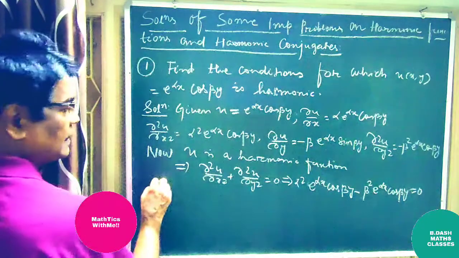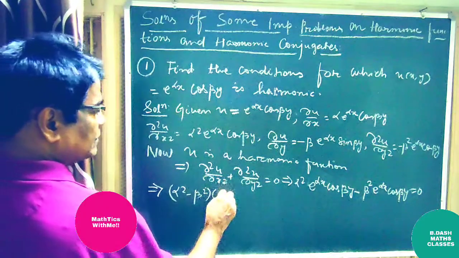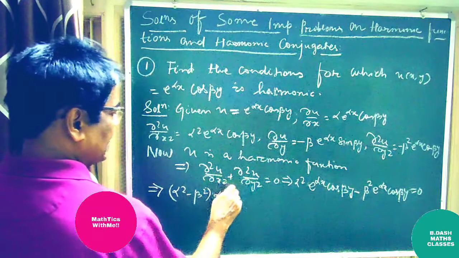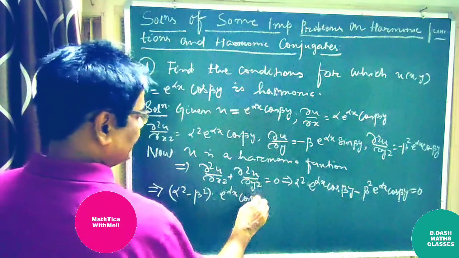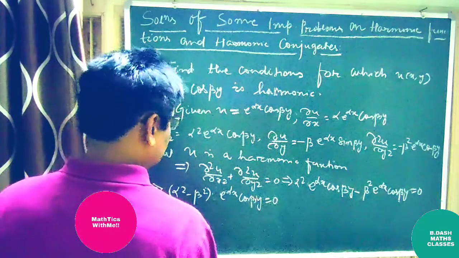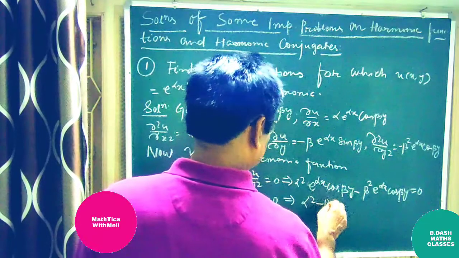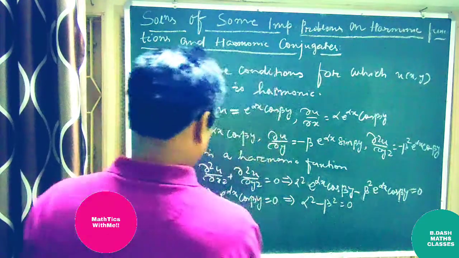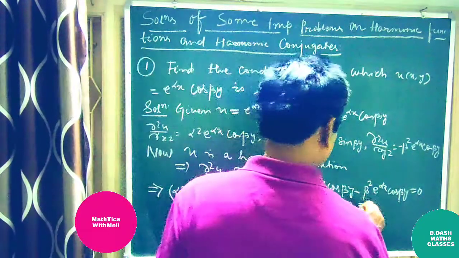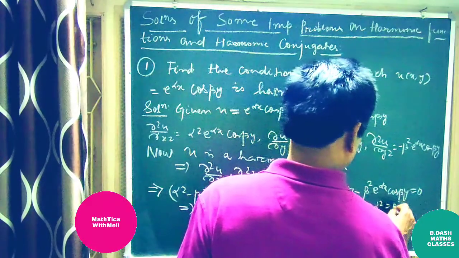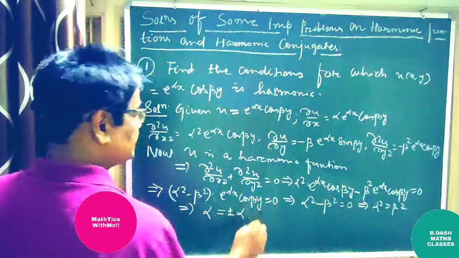So this implies alpha square minus beta square times e to the power alpha x cos beta y is equal to 0, from which we get alpha square minus beta square is equal to 0. This implies alpha square is equal to beta square, alpha is equal to plus minus beta.